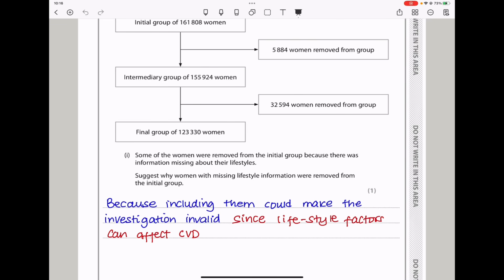They say some of the women were removed from the initial group because there was information missing about their lifestyle. Suggest why women with missing lifestyle information were removed from the initial group. We know that lifestyle factors have an effect on CVD, so including the women whose lifestyle factors were not included would make the investigation invalid.